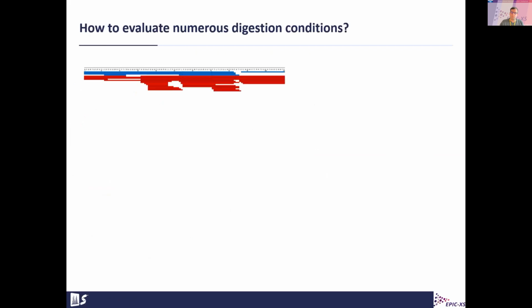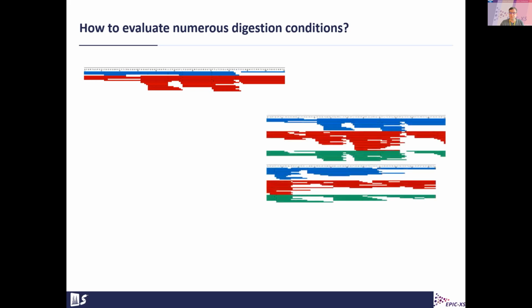So once we know that we have to evaluate several different conditions, the question is how to evaluate them, compare them and select the best ones. So in HDX, we are creating the maps of coverage. If you are comparing two conditions like in here, it's quite easy to say that the conditions represented by the red peptides are definitely better. But if you have multiple conditions and the differences are not so striking, then it might be quite difficult to pick the right ones.